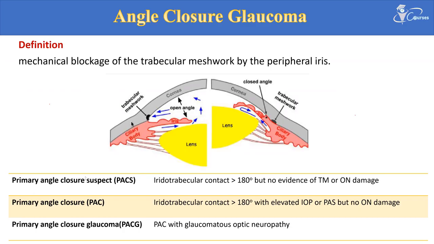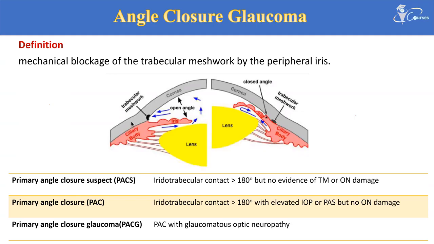Okay, back to the lecture. The primary angle closure suspect, or the PACS, the primary angle closure, and the primary angle closure glaucoma. So this is the spectrum of the angle closure glaucomas. Let's see the definition of each one. A primary angle closure suspect, when you are suspecting a patient to have a primary angle closure, should have an iridotrabecular contact of more than 180 degrees. However, he is not glaucomatous. There is no evidence of trabecular meshwork damage or optic nerve damage. He is just a suspect.